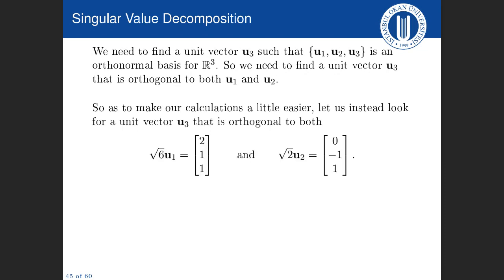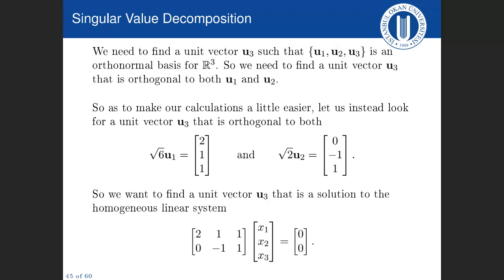To make our calculations a little bit easier, instead of looking for a unit vector u3 which is orthogonal to u1 and u2, let's look for a unit vector u3 which is orthogonal to root 6 u1 and root 2 u2, just because root 6 u1 and root 2 u2 are simpler vectors, so it's going to simplify our calculations. And if u3 is orthogonal to both of these vectors, then it's also going to be orthogonal to both u1 and u2. So we're just making our life a little bit easier here. So we want to find a unit vector u3, which is a solution to this homogeneous linear system.